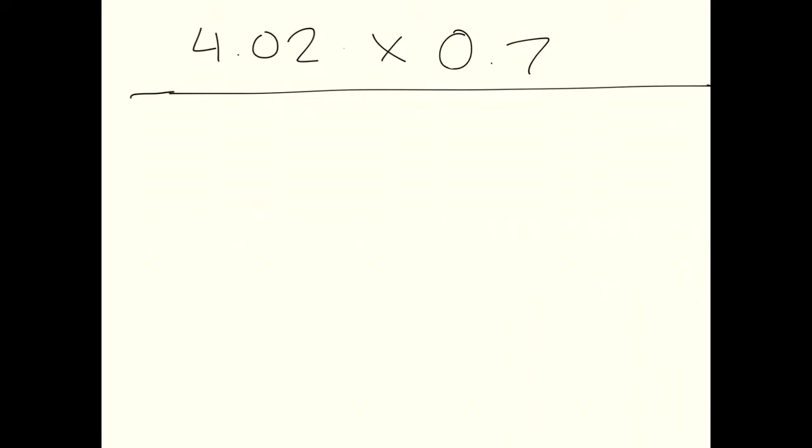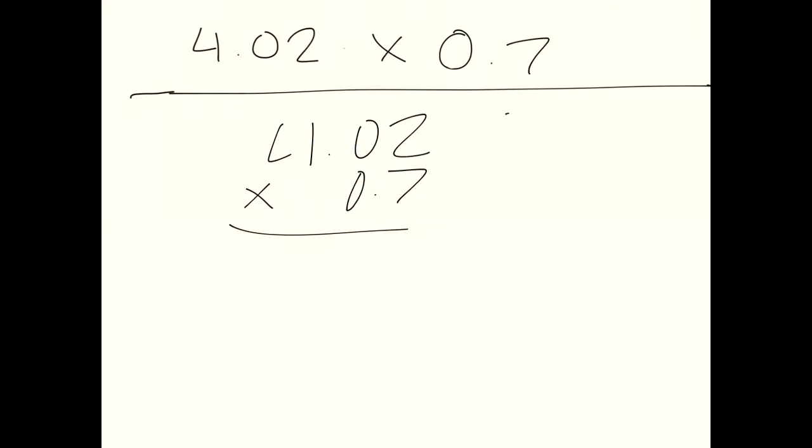When multiplying decimals, you first want to write out the problem. So 4.02 times 0.7. On 4.02 there are 2 decimals, and on 0.7 there is 1, so you're going to have to move the decimal places 3 times. So let's begin with the problem.